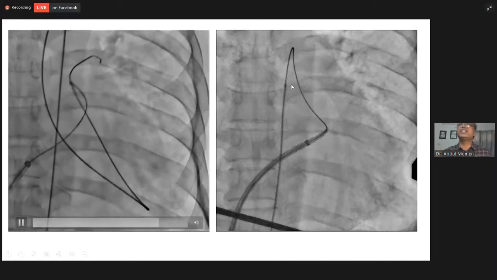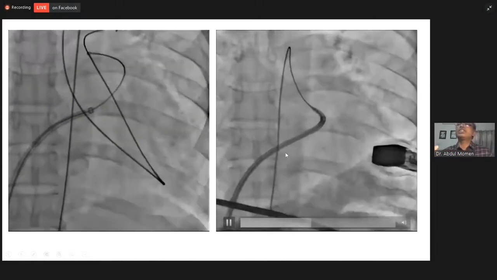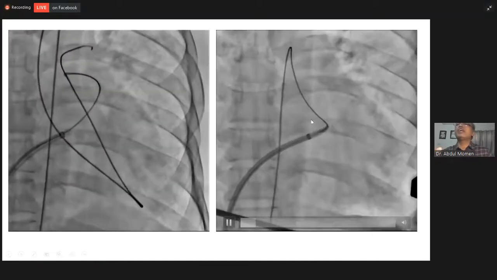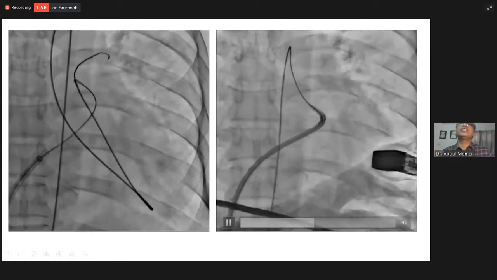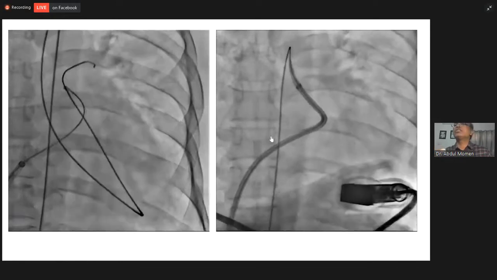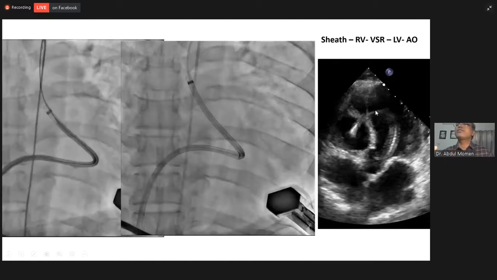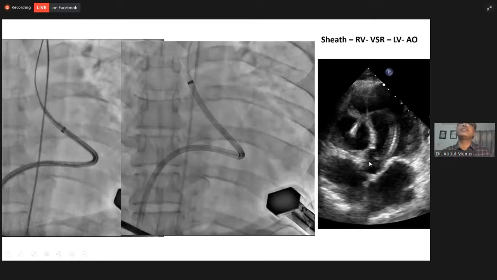Over this stiffer wire, the sheath was moving very smoothly from the RV across the VSR to the LV to the aorta. So the sheath is in the aorta. If we see the echocardiography, this is the RV, this is the VSR, this is the LV, and the sheath is in the aorta. So we are in the right place.